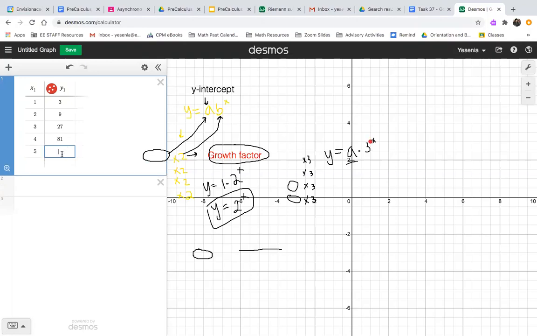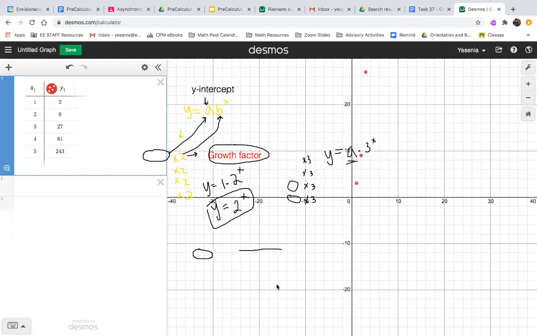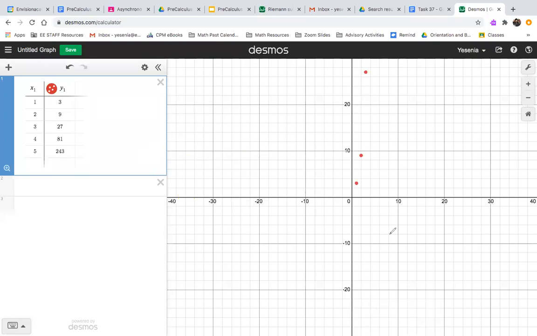Next one, multiply by 3. I believe it was 243. I know my work is in the way here, but I'll just delete this work. Sorry. Bye, precious work. So basically, you see these points here.